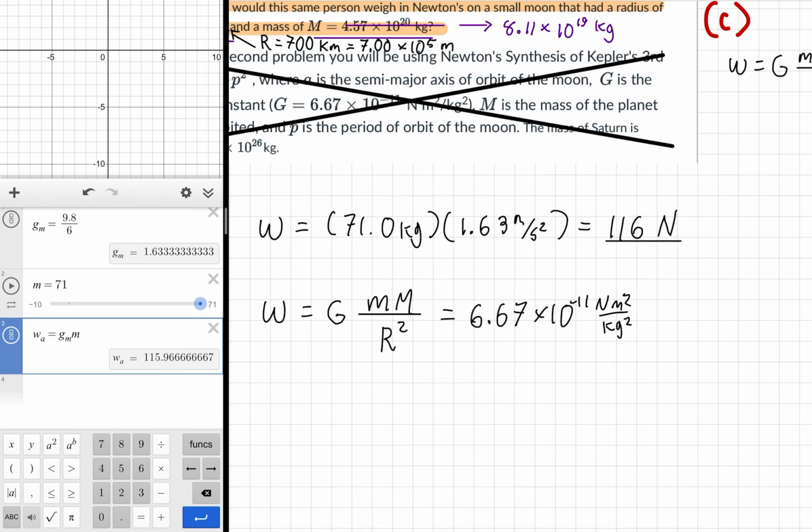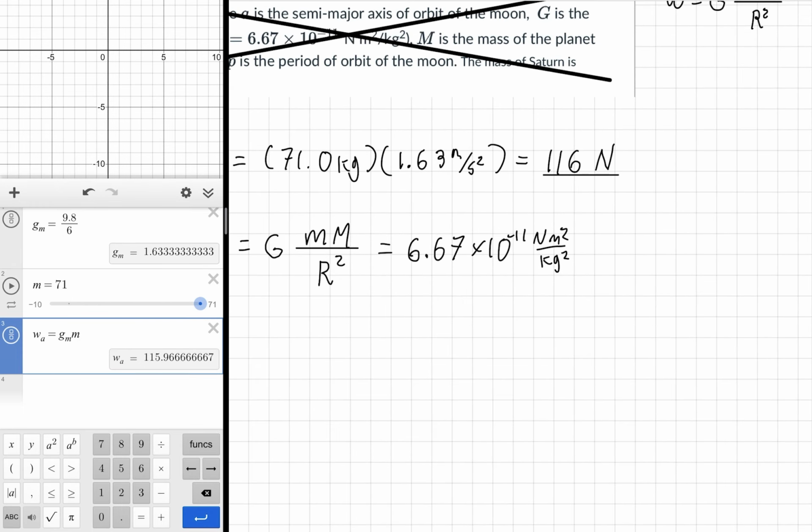So numerically equal on both sides of the equal sign, it also has to be dimensionally equal on both sides of the equal sign, which just means that it has to have the same units on both sides. All right, so in this case, newtons on both sides. So then let's have our fraction.